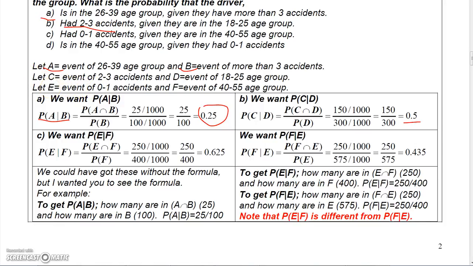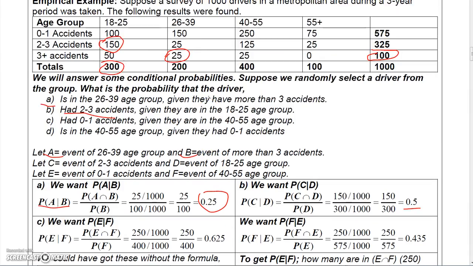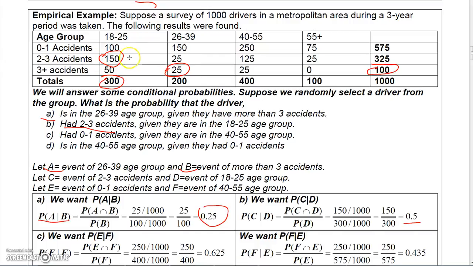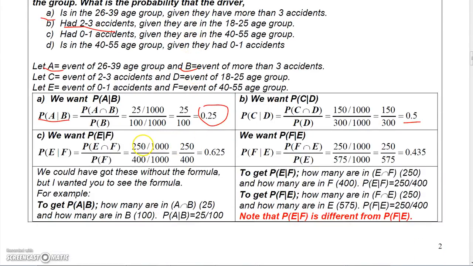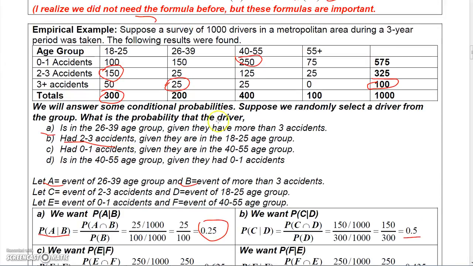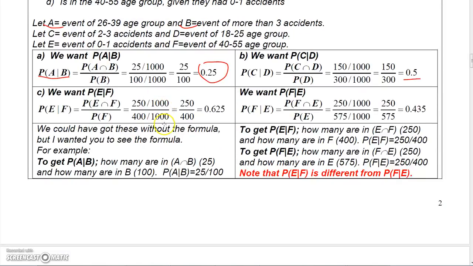And then the next one's part C. We want the probability of E given F, where E is 0 to 1 accidents and F is the 40 to 45 age group. So let's find E intersect F, 0 to 1 accident and 40 to 45. That looks like it's 250. So 250 is here. And then we need the probability of F, the total in 40 to 55, and that's 400.